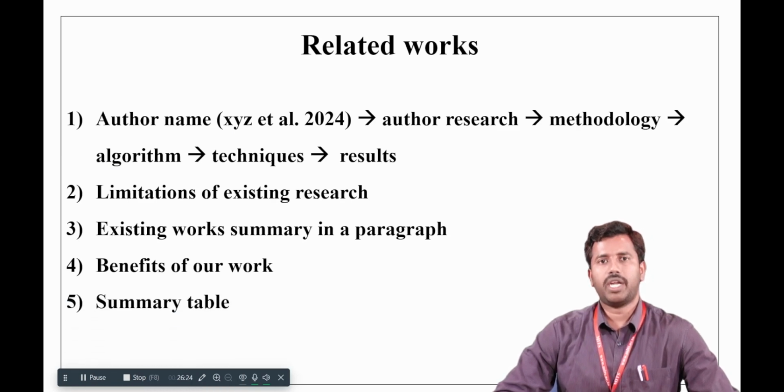In the summary table, we write all the information about the research works in one table. For example, author name, methodology, what algorithms they have used, what the results are, followed by the limitations. Likewise, we can have a comparative table so that in the peer review process, it is easy for the reviewer to identify whether we have done the literature survey properly or not according to the problem statement.